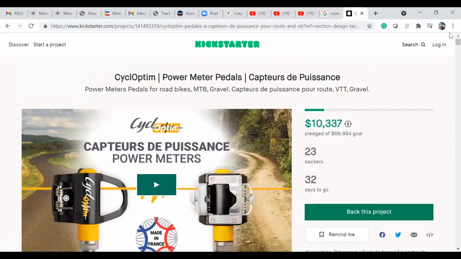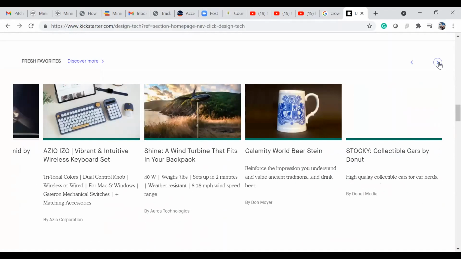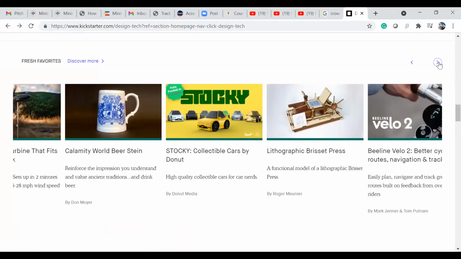But here in Kickstarter, these are really devices that they're trying to check and validate if there is a potential market for the products. So these are really good. This is a really good website to go to. There's even, what is this? Calamity World Beer.